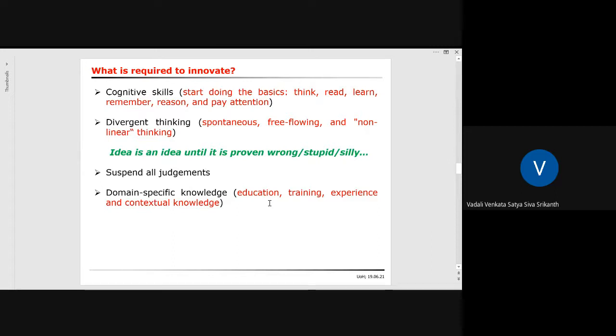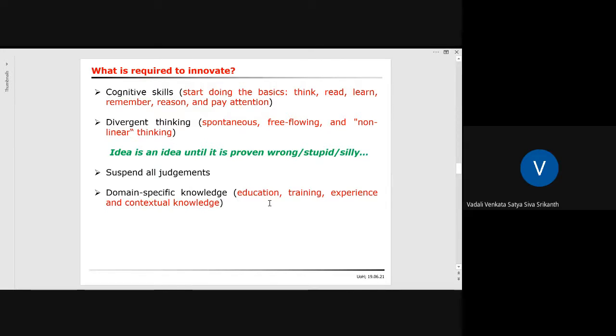Am I doing it to earn money? Am I doing it to become famous? Am I doing it for something else? Or what will the future be after I succeed or fail? Whatever it is, all such judgments have to be suspended in order to innovate.